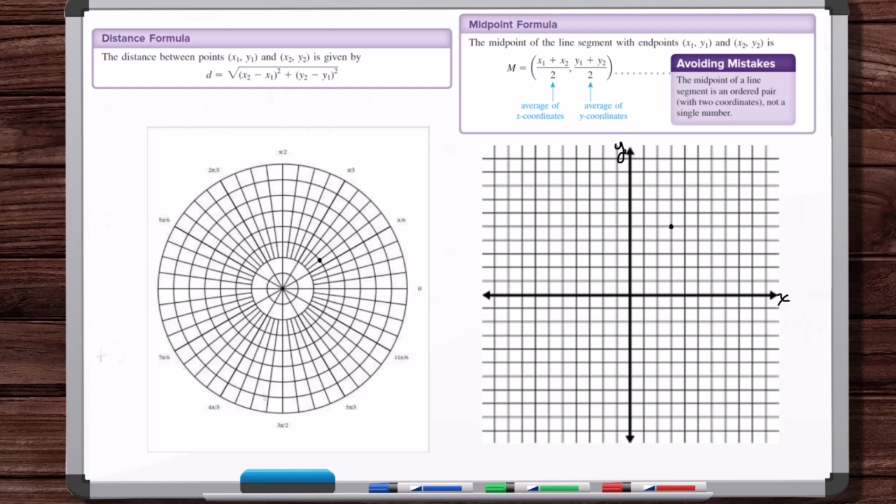Okay, the distance formula and the midpoint formula. These formulas strictly apply to the rectangular coordinate system. They're developed for the rectangular coordinate system. But if I'm in another coordinate system, like the polar coordinate system, and I want to find the distance between this point and this point, what is this distance?